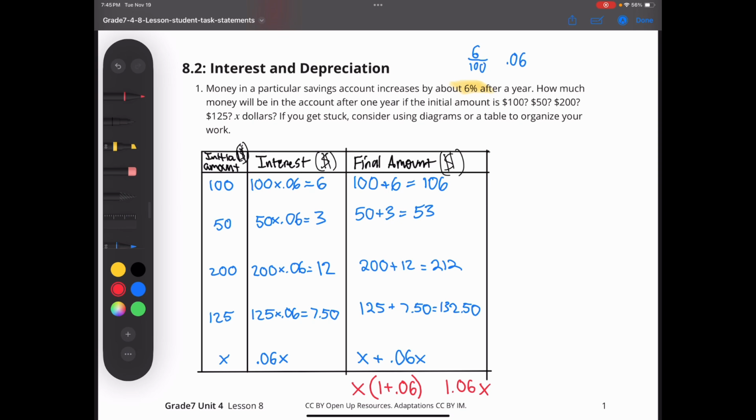So if it asked for an equation for the final amount, the final amount equals 1.06X, where X is the initial amount.